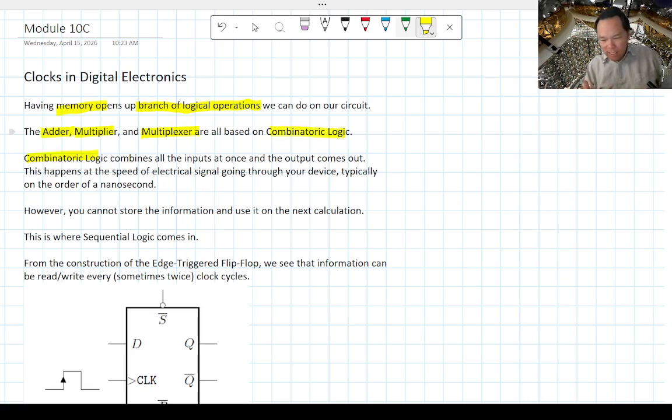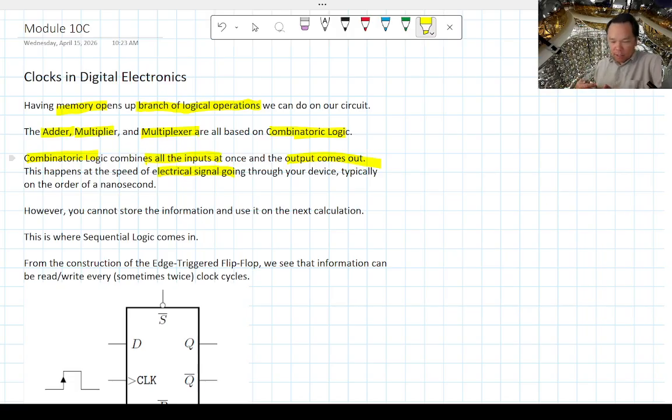This is known as combinatoric logic. The way I remember this is combination. Combinatoric means combinations. It just combines multiple inputs. Once those inputs are set, the output comes out. And this really happens at the speed of the electrical signal going through your device. So if the longest wire you've got is 1 foot, that happens in a nanosecond. So it's very fast.